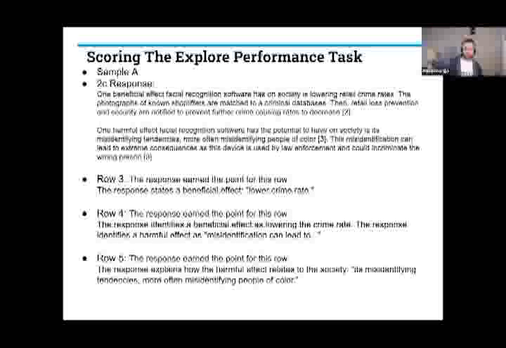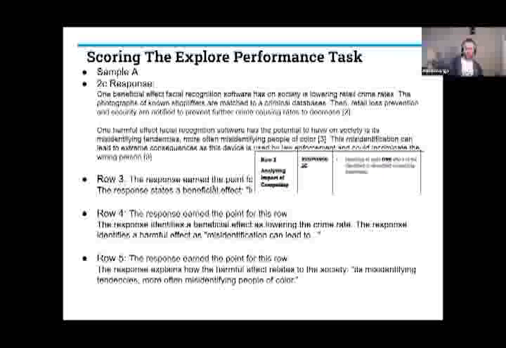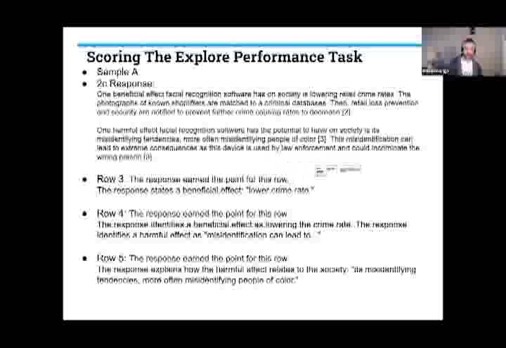Now, row 2 says that the response states a fact about the correctly identified computing innovation's intended purpose or function. Have they stated that? Yes. The response states a function: the correctly identified computing innovation functions by detecting a face in an image or video that is matched with known faces in a database for identification. So they've got row 1 and row 2. Let's go on to rows 3, 4, and 5.